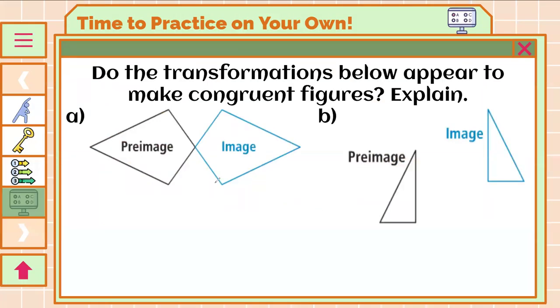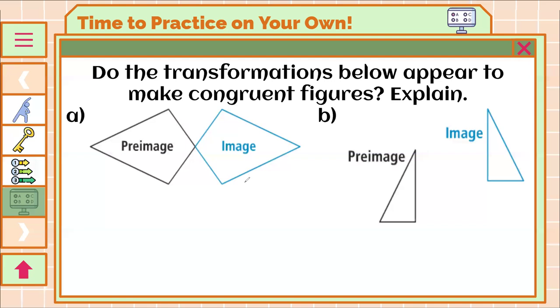All right, doing a check-in. You had two problems, A and B. So, looking at A, it can be sometimes hard to tell an image and a pre-image, but they may have changed colors. They don't look like they changed size, though, do they? If we want to get specific, it looks like it just got flipped over. So if you said for A that yes, it is congruent, you would be correct.